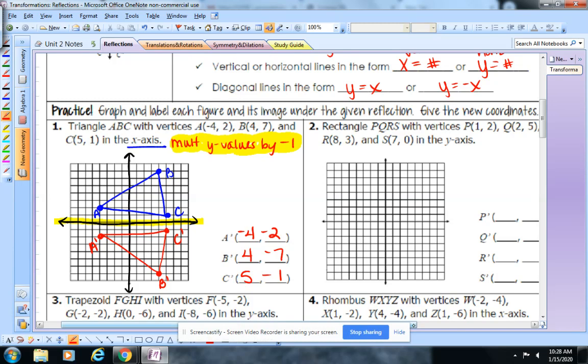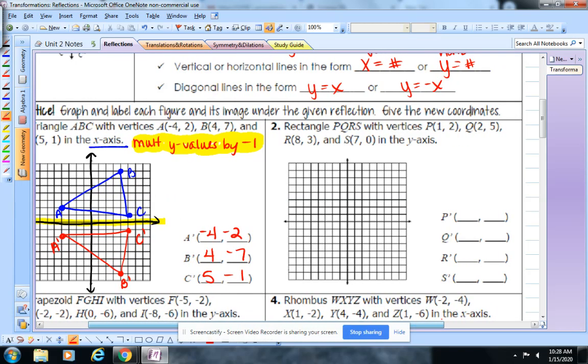Let's go across to number 2, please. This time we have a rectangle, PQRS with the vertices given, and they want us to reflect this one in the y-axis. So first thing we need to do is graph that original rectangle. So everybody graph that PQRS first, please. Gotta make my axis where I can see it. Make sure you label your points, because if not, it is no use to you.